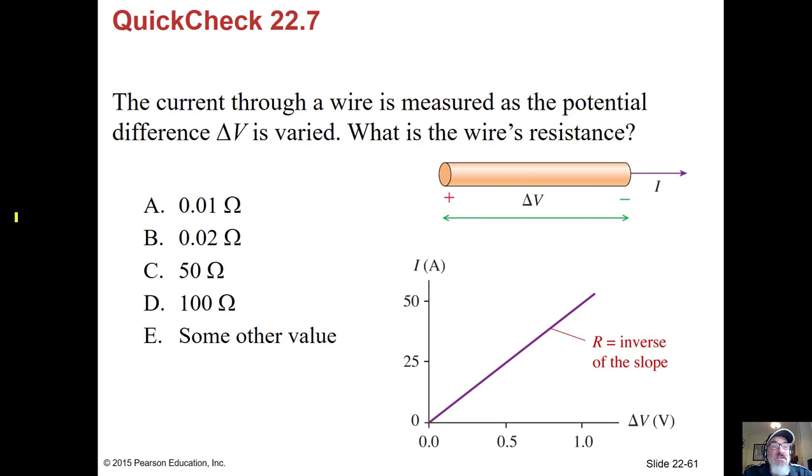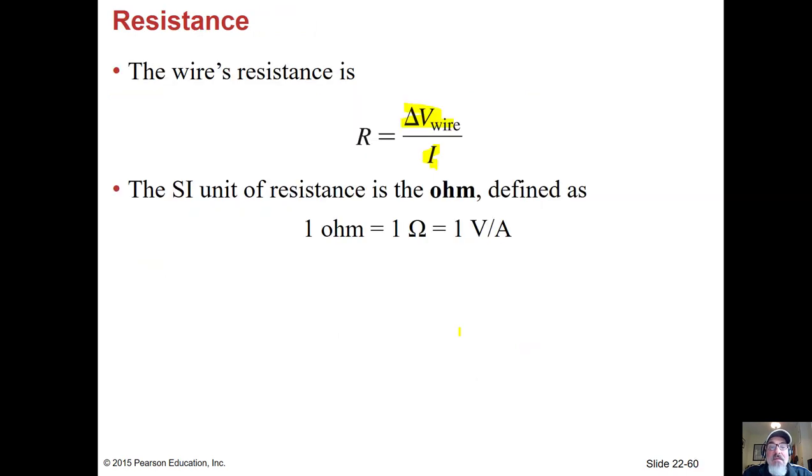Well, let's take a look at this one. The current through a wire is measured as the potential difference is varied. We'll do a lab kind of like this, actually. So you can see here, let's see what's actually being graphed. Voltage on the horizontal axis, current on the vertical axis. As you can see, as the voltage increases, the current increases. And we want to know what is the resistance of the wire. Okay, so if I go back to the last screen here, this would be voltage divided by current.